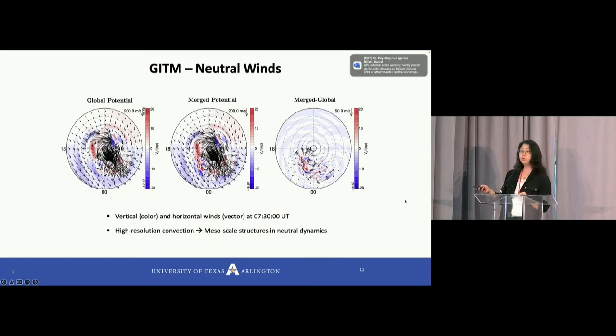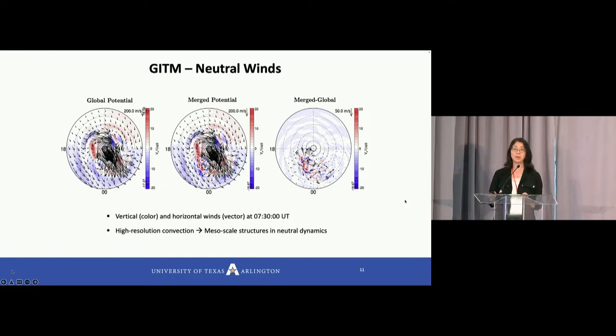And then we just take a quick look at the impact on the neutral wind. Certainly, after including the high resolution convection pattern, it strongly improved the representation of mesoscale neutral wind perturbation, including the horizontal wind, which is represented by the vector, and also the vertical wind, which is represented by the color contour. So again, the left panel is driven by the smooth global pattern, the middle panel is driven by the merged pattern, and the right panel is the difference between those two, representing the contribution of the mesoscale electric field. So definitely it's important for the thermosphere as well, right?